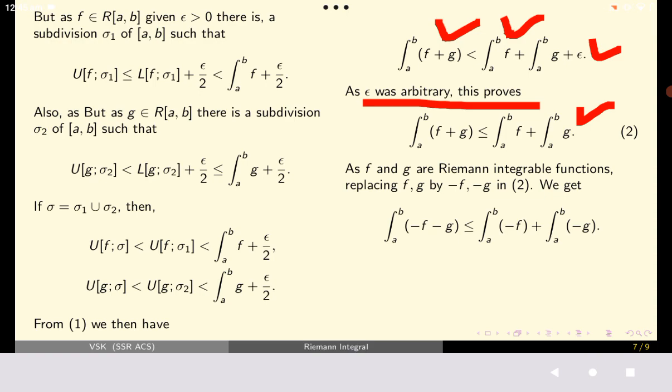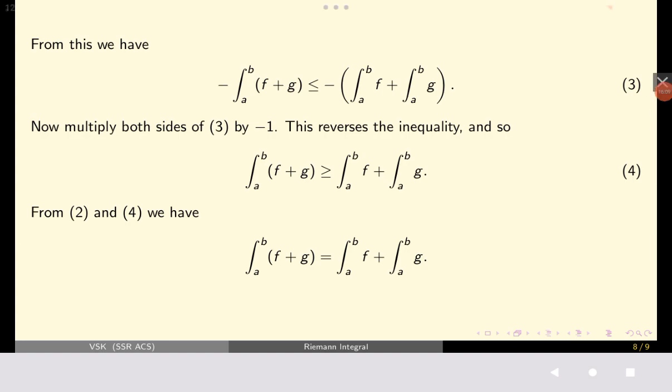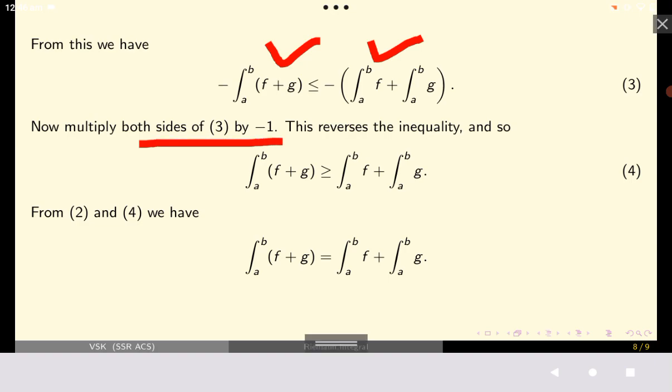Now, as f and g are Riemann integrable functions, replacing f and g by minus f and minus g, because these two are also Riemann integrable, we get the integral from a to b of minus f minus g is less than or equal to the integral of minus f plus the integral of minus g. But this gives us that minus the integral of f plus g, taking minus common, is less than or equal to minus of, in brackets, the integral of f plus the integral of g. Now if you multiply both sides by minus 1, the inequality gets reversed, and we get the integral from a to b of f plus g is greater than or equal to the integral of f plus the integral of g.